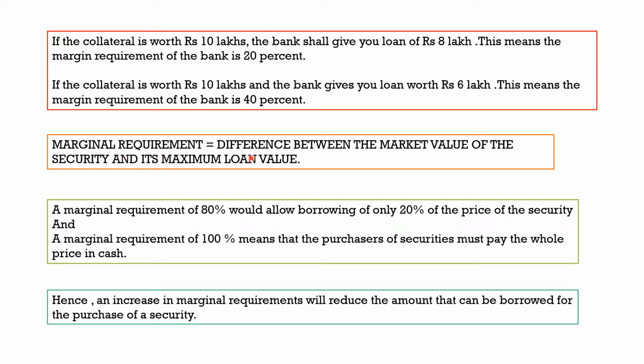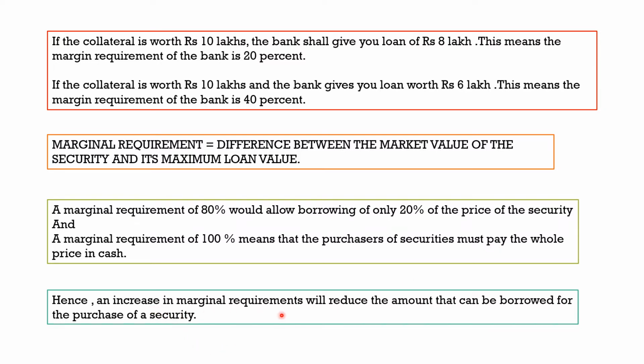So the marginal requirement is the difference between the market value of the security which you are offering as the collateral minus the maximum loan value, right? Now, a marginal requirement of 80% will give you borrowing of 20% of the price of the security, because the bank will keep 80% margin, minus it, and then 20% you can get as loan. And if the margin requirement is 100%, that means that the purchaser of the security has to pay the whole price in cash. The bank is keeping 100%. So this is upon the bank, this is upon the collateral. It depends from case to case how much margin requirement the bank has to keep.